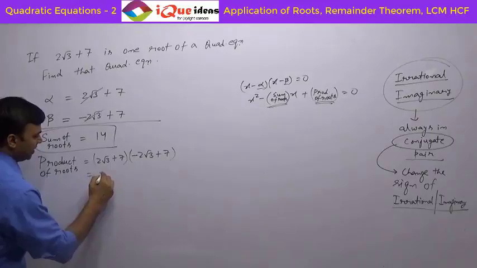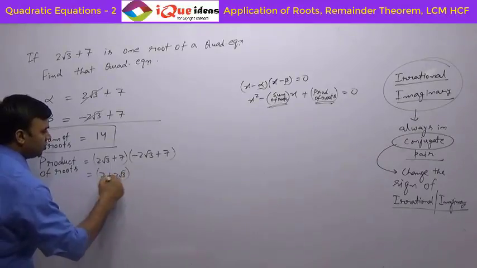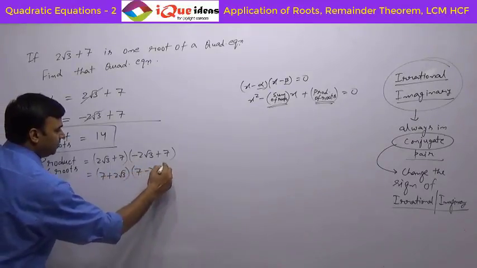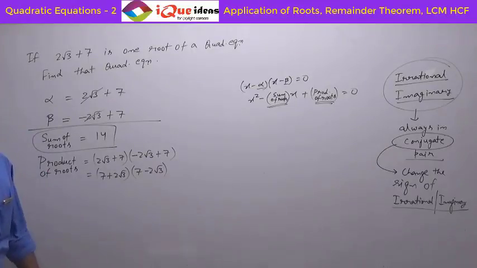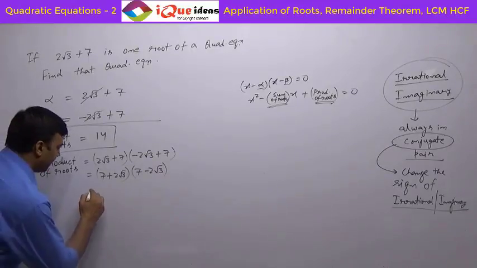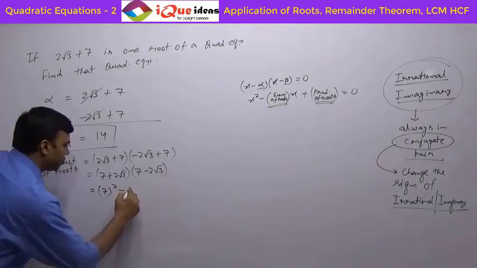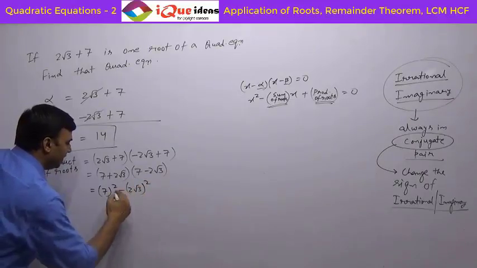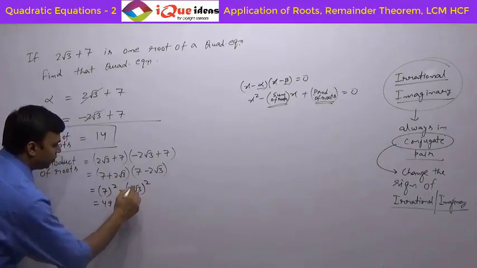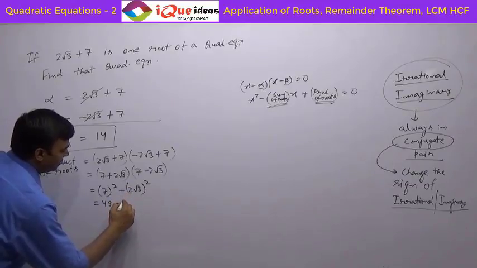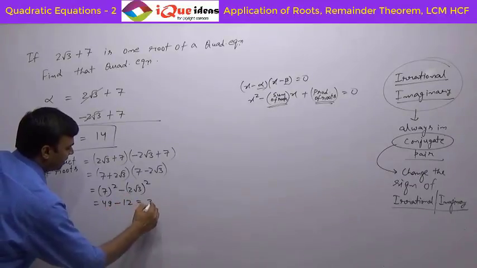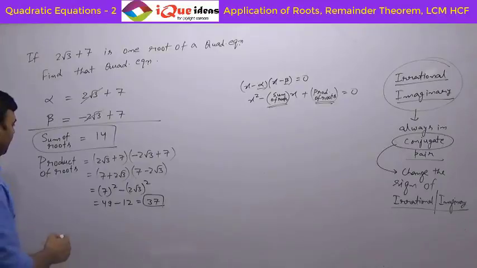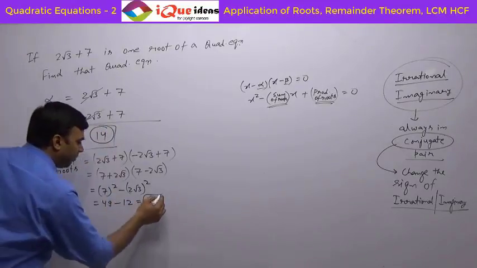Now this is actually 7 plus 2 root 3 into 7 minus 2 root 3. Okay, so it is (a plus b) into (a minus b), and it becomes 7 square minus 2 root 3 square. Now 7 square is 49 minus 2 root 3 square is 4 into 3, that is 12. So 49 minus 12 is 37. So now we have the sum of roots and the product of roots.